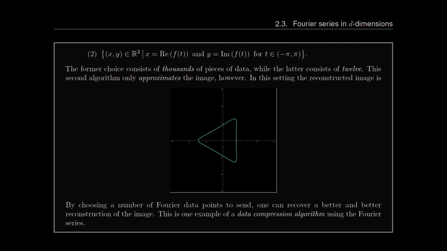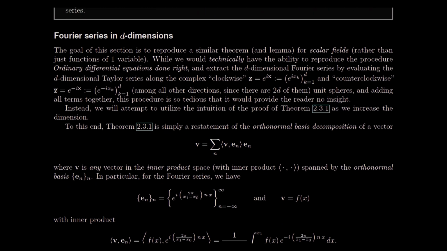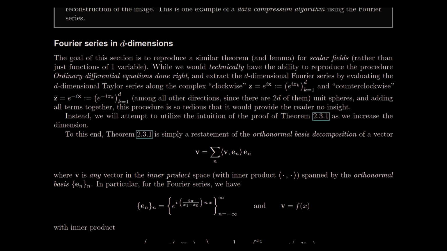This is just one example of a data compression algorithm, and then we're going to move on actually to kind of the whole point of this chapter, which is the Fourier series in multiple dimensions. So all we're going to do here is extend the Fourier series in one dimension, right? This is like e to the ix. We're going to extend it to d dimensions just by putting ourselves into a vector.